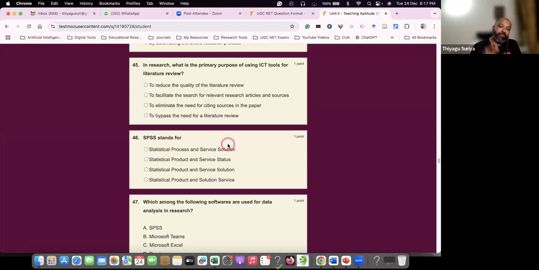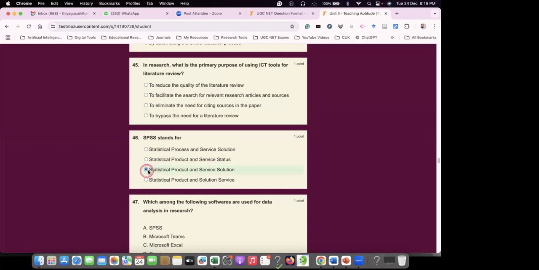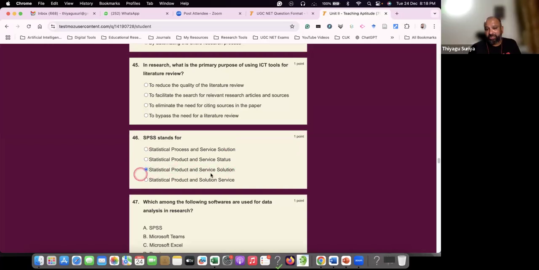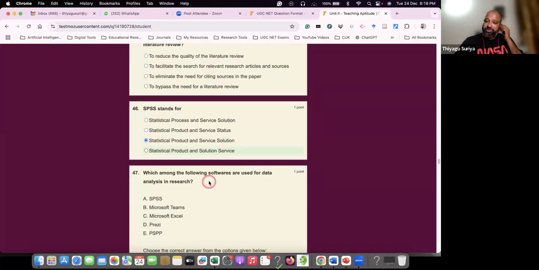But when IBM took over SPSS, they changed the abbreviation to Statistical Product and Service Solution. The answer C is correct. It is the SPSS abbreviation of the IBM version. Hope you understood. Before IBM took it over, the name was Statistical Package for Social Science.